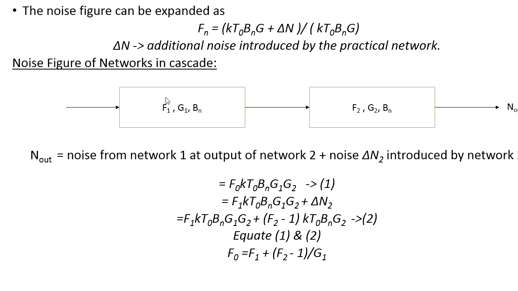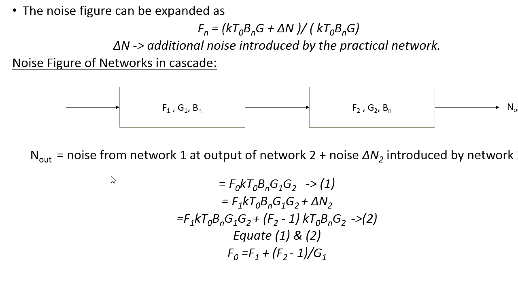The first stage of the cascading network, F1, is called the noise figure of the first stage, G1 is the gain of the first stage, and Bn is the bandwidth. Similarly, F2 is the noise figure of the second stage, G2 is the gain of the second stage, and Bn is the noise bandwidth. The total output noise is represented as N out.